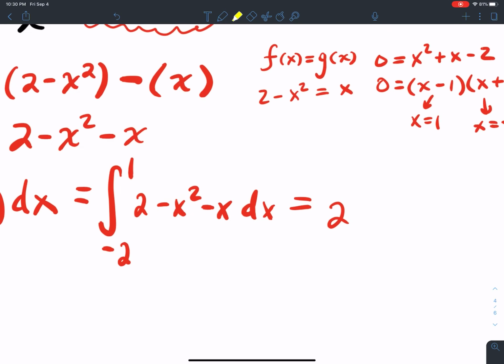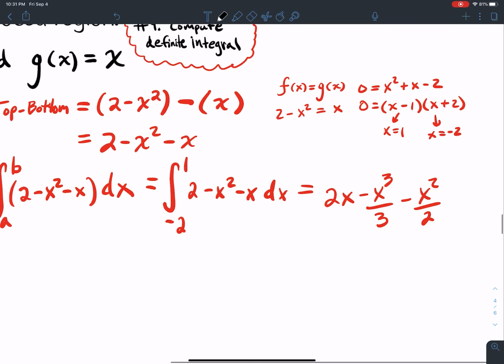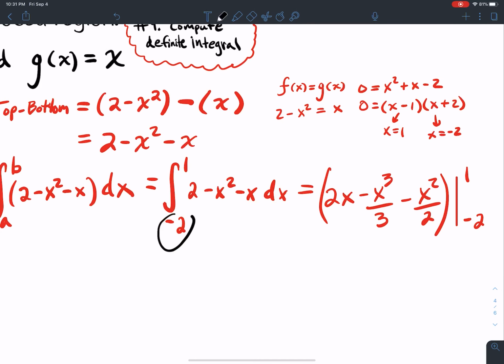When I integrate this function here, the integral of 2 is 2x. The integral of -x squared, I have -x raised to the, add 1 to the exponent, divide by that exponent. And then this is understood to have an exponent of 1, so when I add 1 to it, I get 2, divide by it. I get that there. And so I want to evaluate this from -2 to 1.